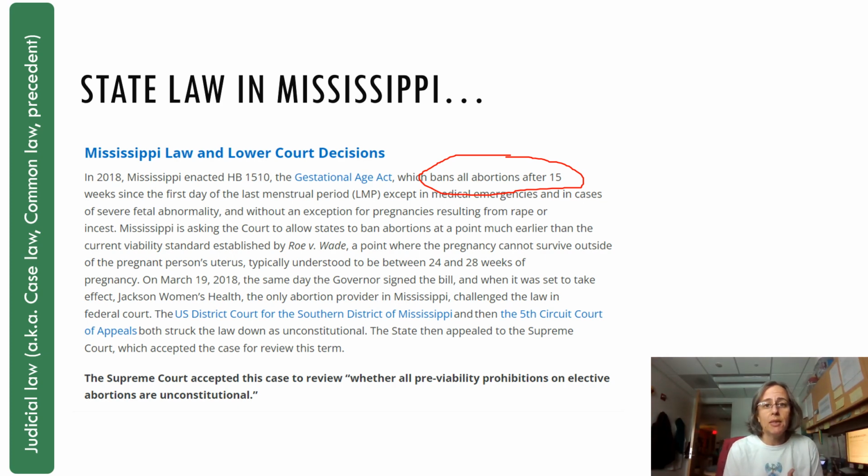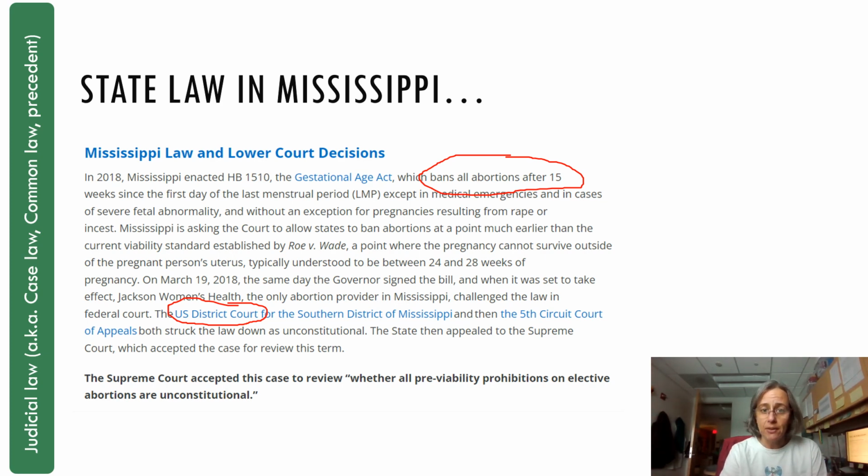So Jackson Women's Health Clinic, which was the only abortion provider in the entire state of Mississippi, sued the Mississippi government and said, you can't pass this law. It is unconstitutional. And in fact, it went to their district court. So remember that graphic from before. It went to the district court and they said, we agree with you. This is unconstitutional. We're going to strike this down.